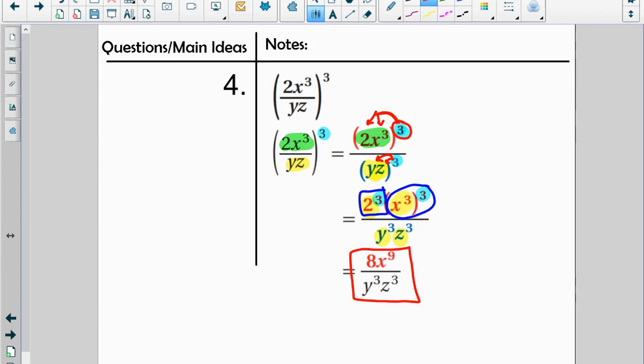So it's important to just watch out, slow down, be careful with all of your properties, and really, when in doubt, write it out. If you're ever confused by any of this, it is okay to just write out what this would look like in expanded form. 2x cubed over yz times 2x cubed over yz times 2x cubed over yz. I write it 3 times because my exponent was 3 on the outside.